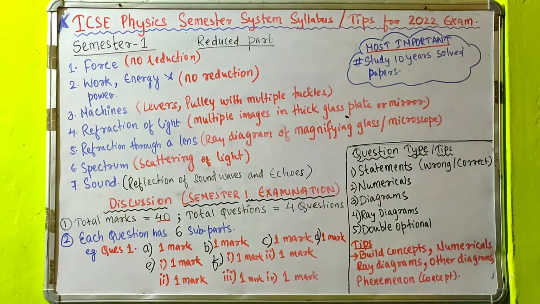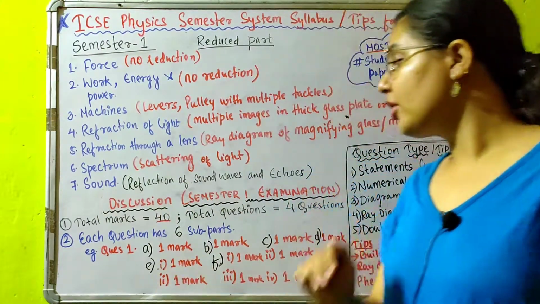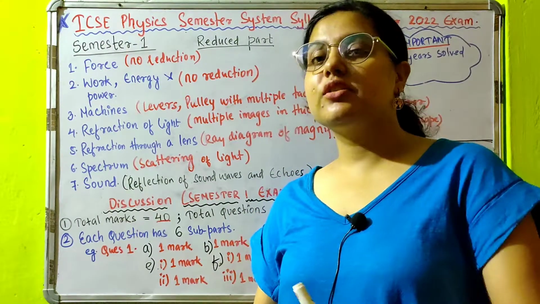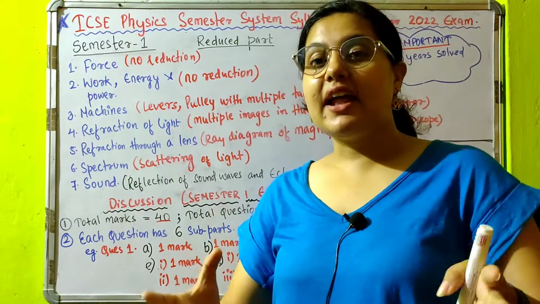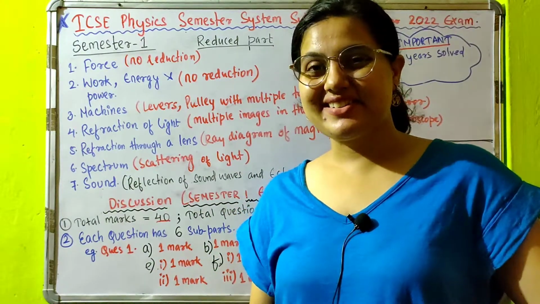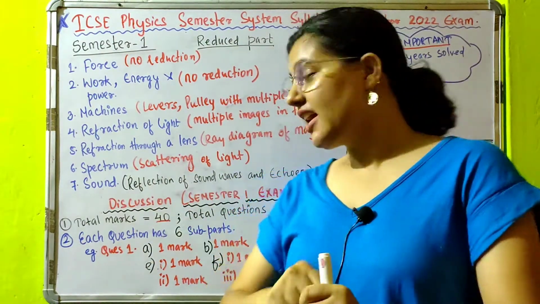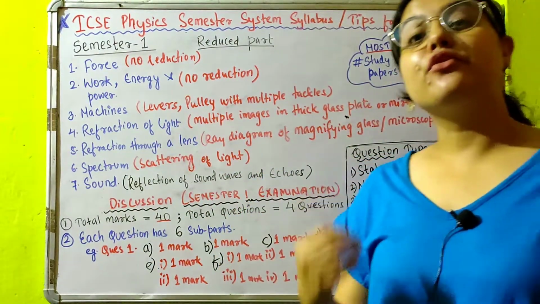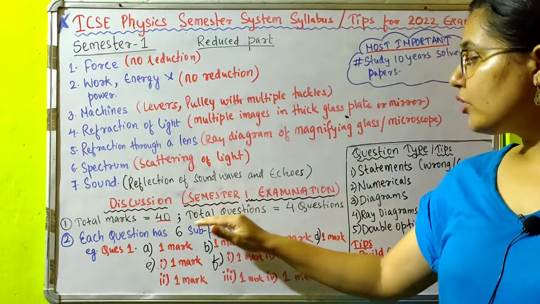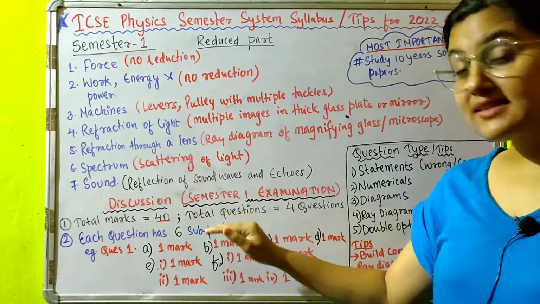Now coming to the discussion of the first semester examination: the total marks of the question paper, marks distribution, type of the questions, and how many questions each part contains, all those things we will be discussing now. All right, let us see it. Total marks is 40 marks, and out of which we are having 4 questions. 4 questions, 40 marks. Total questions are 4. Each question has 6 subparts.